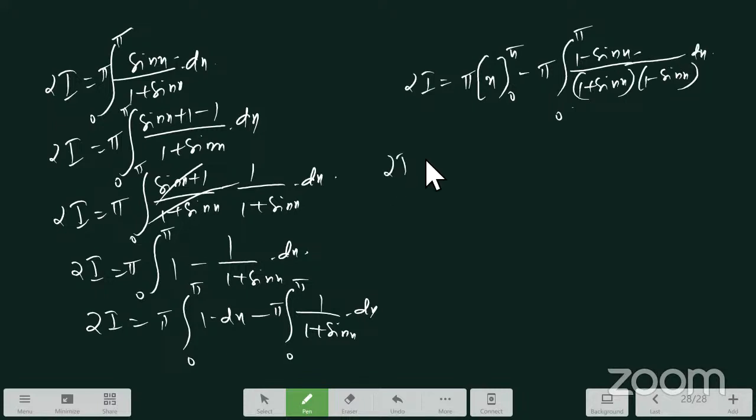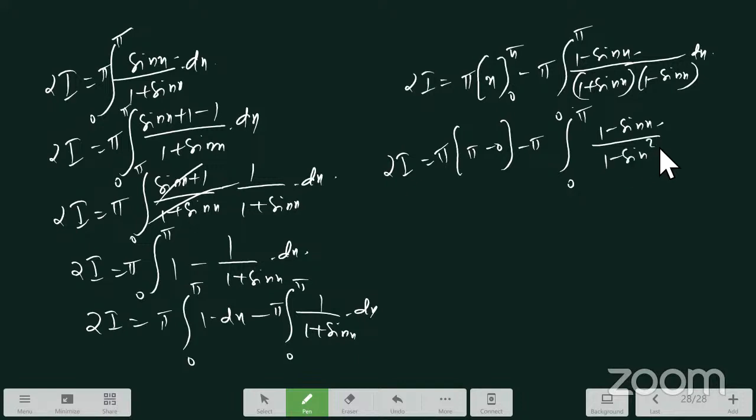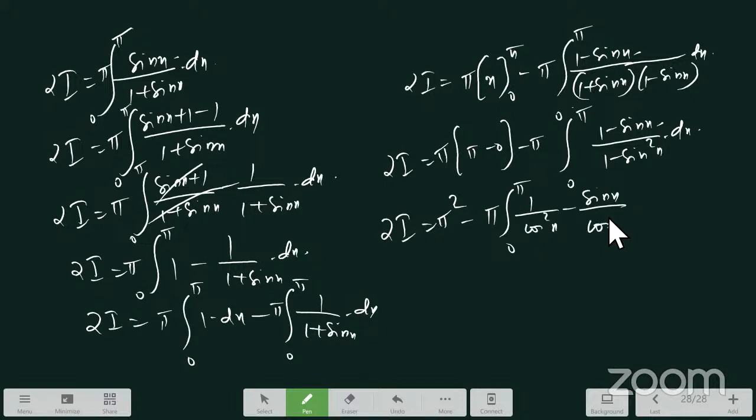So 2I is equal to pi. This is pi minus 0, upper limit minus lower limit, 0 to pi. 1 minus sin x over 1 minus sin square x, and this is pi square minus 0 to pi, 1 by cos square x minus sin x by cos square x dx. So 1 minus sin square x is cos square x.